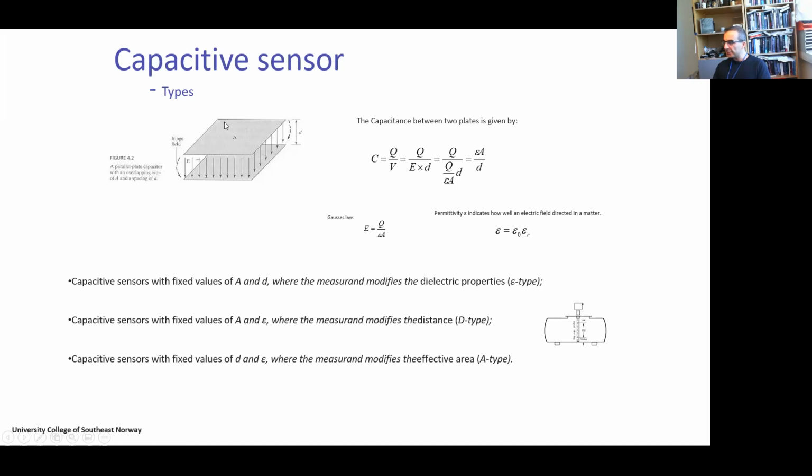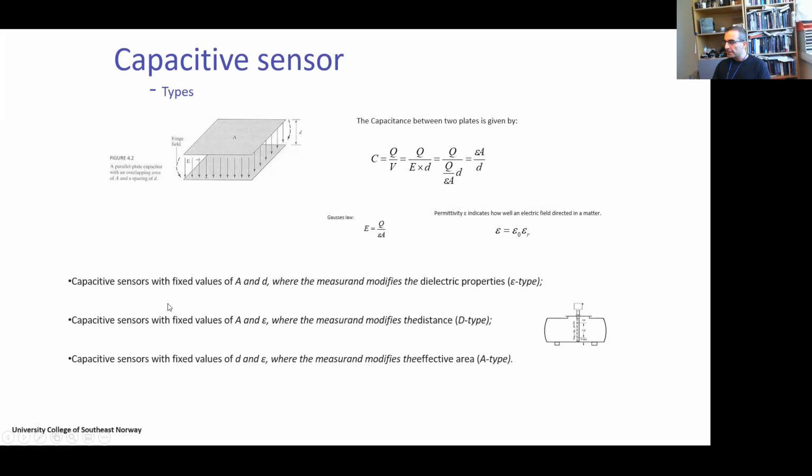So A is the overlapping area of the two plates, d is the distance between them, and epsilon is the permittivity of the material between the two plates. So since we have three physical parameters which describe the capacitor, a change in any of these can be used as a measure of change in a sensor if these two plates are used as capacitors.